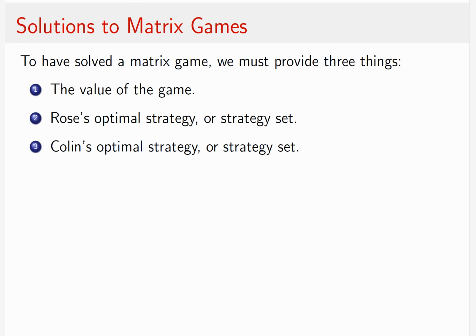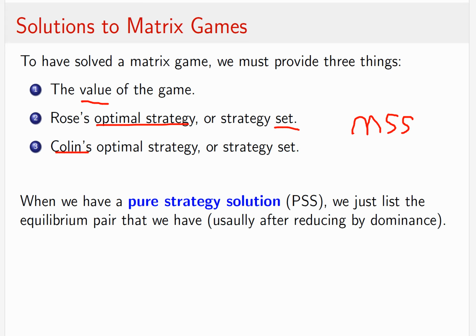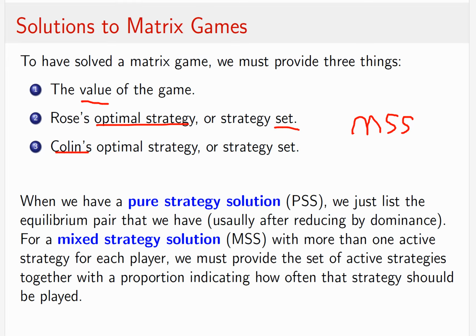Okay, and so let's talk about what it means to have a solution to a matrix game, right? And we have to have three things. We have to have the game value. We have to know what Rose's optimal strategy is, and it may be a strategy set. In other words, when we have a mixed strategy solution, we're going to end up with a strategy set. And the same thing, we have to know for Colin. We have to know his optimal strategy or strategy set. So we have this equilibrium pair, a single equilibrium pair, when we have a pure strategy solution. And generally we find those by reducing by dominance. There are other ways, but generally by reducing by dominance.